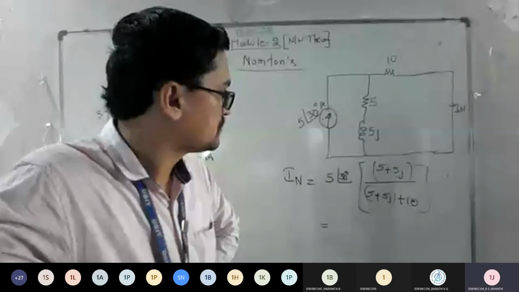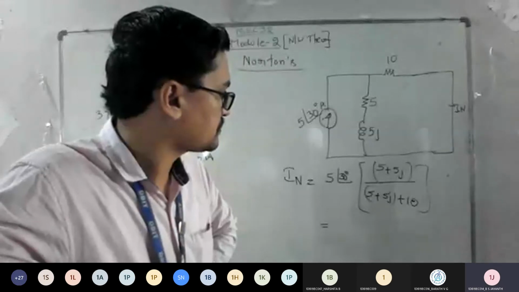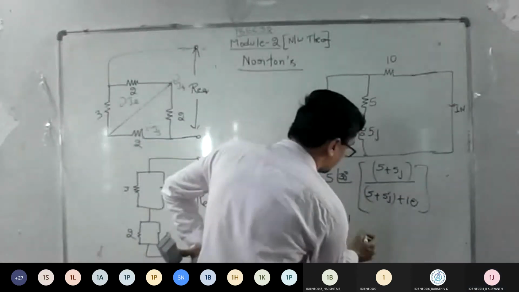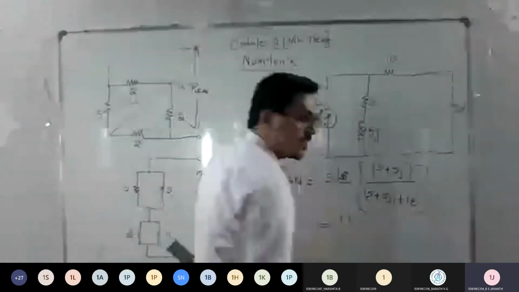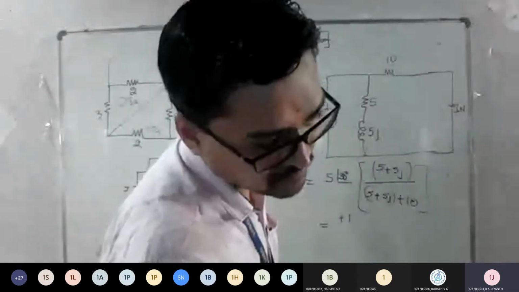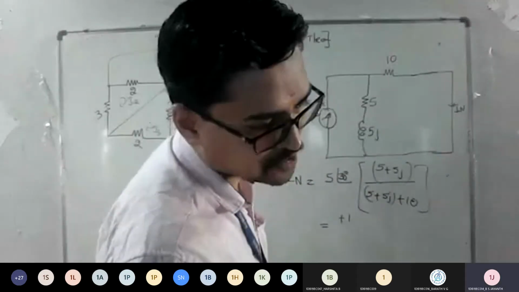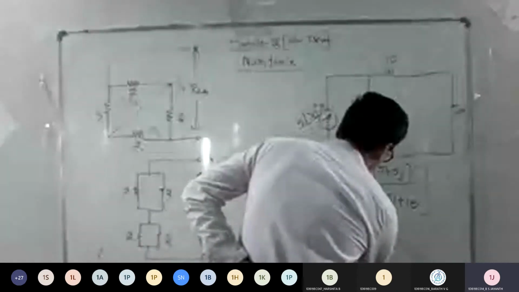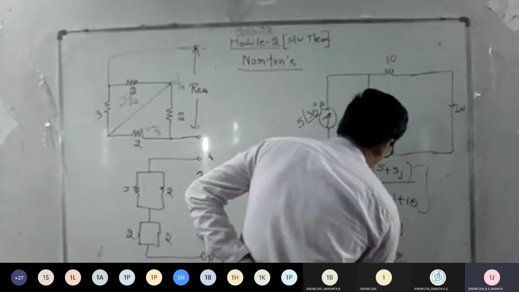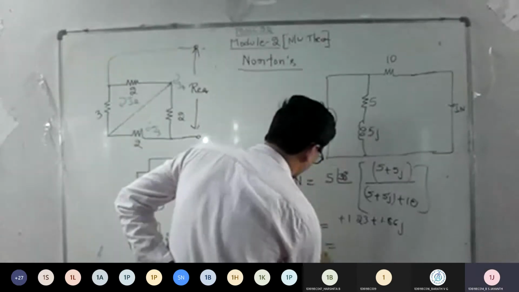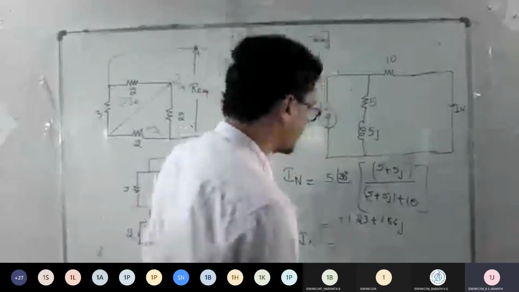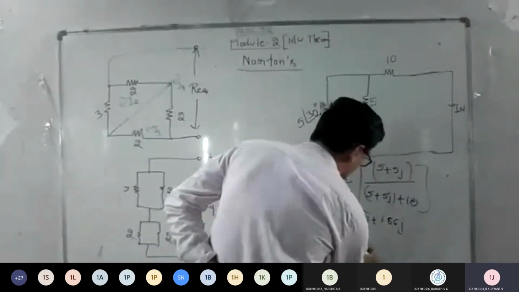Sir, 1.23 plus 1.866 J, sir. You won't get any real term? Yes, sir, we get it. Check out: 1.23 plus 1.866 J. Okay. Polar answer about 2.236 at an angle of 56.56, sir.